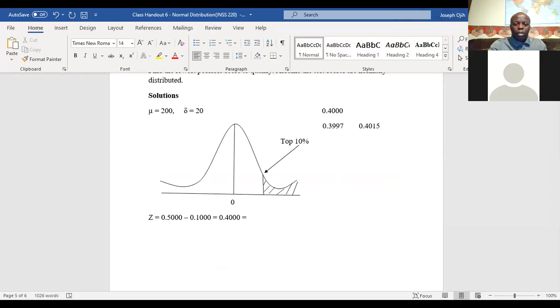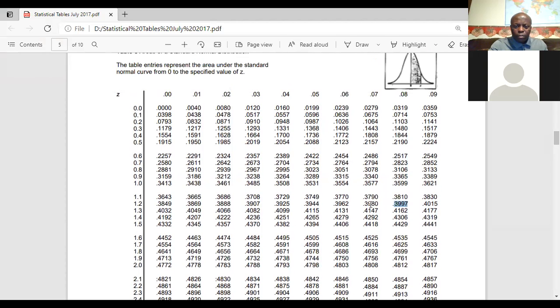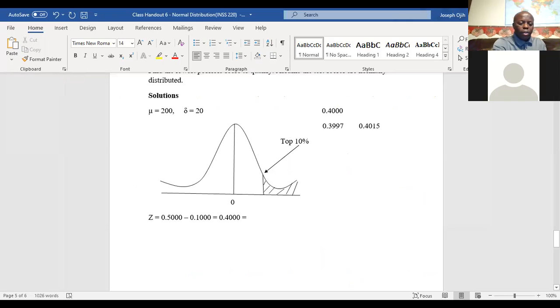On the table, you will see 0.3997 is right here. Now, when you follow it to the left to find the Z, this is the Z right here. Following it to the left gives 1.2, and if you follow it up, you see 8. So the Z value becomes 1.28 from the table. 1.28.